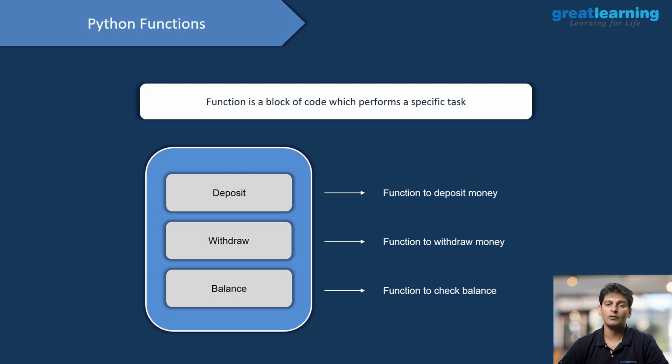Similarly, when it comes to the withdraw function, we'll just have to add one function where we'll write all of the code only once. And whenever we want to withdraw money, we'll just invoke this function. Similarly, whenever we want to check the balance, I'll just invoke the balance function and I can happily check the balance. So let's go to Jupyter Notebook and work with functions.